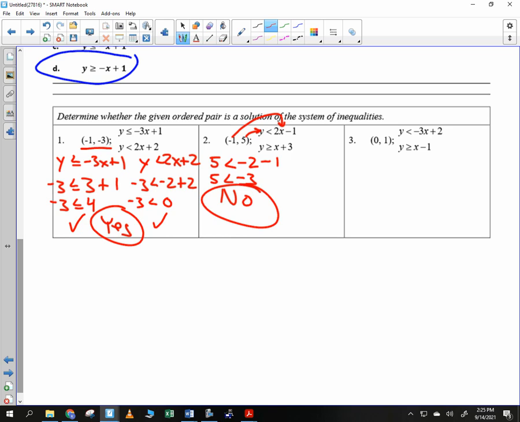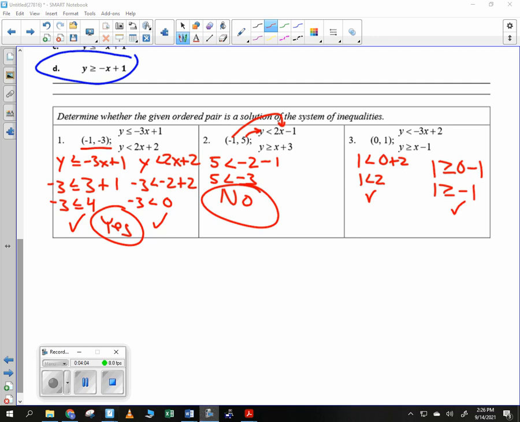Try number 3 on your own. Go. So I ended up with 1 less than 2, and I ended up with 1 greater than or equal to -1. And both those worked. So I say yes. Any questions on those two?